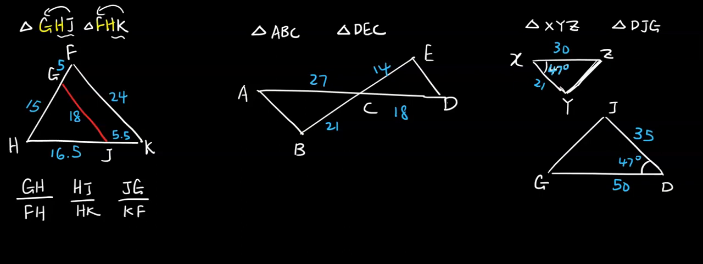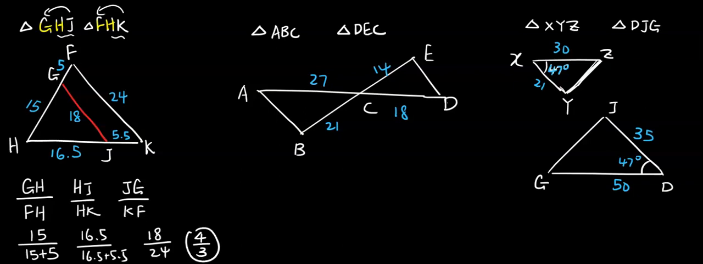JH is 15. FH is 15 plus 5. And then we have HJ is 16.5, and plus JK, that gives us HK. And then JJ is 18 and 24. Go ahead and simplify, and you should be able to find that it is 4 to 3.